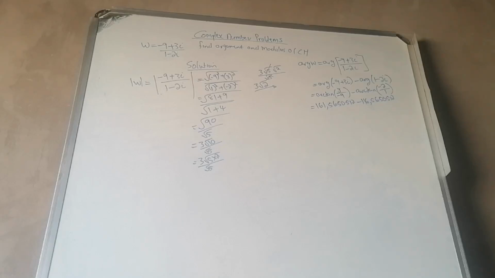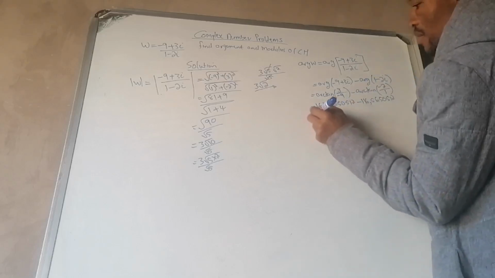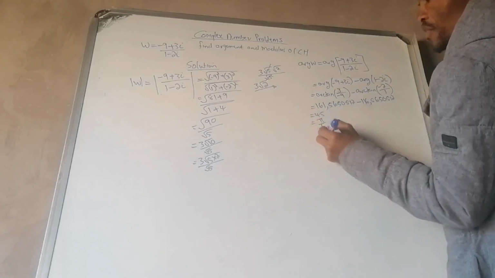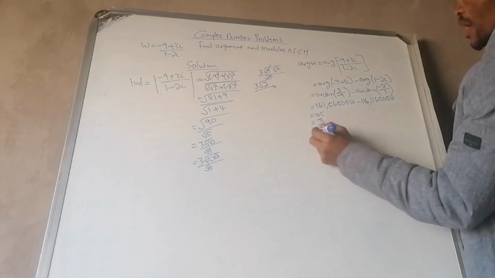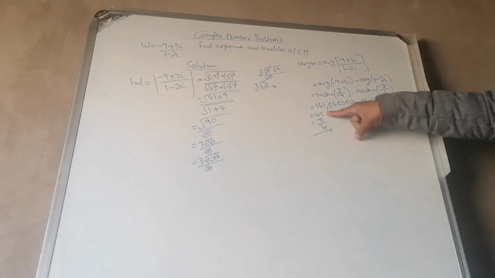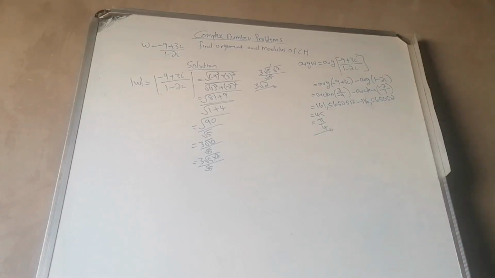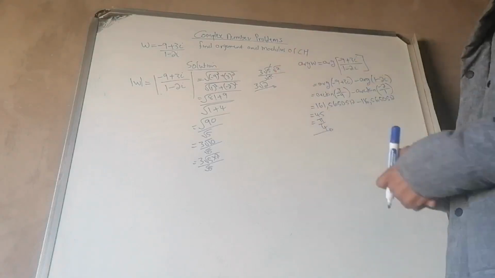So 161.565 minus the answer that I got, 116.565, and I will get 45 degrees, or pi over 4. That's exactly what I will find, because in degree measure it's 45, in radian measure it is pi over 4. So this is 2 ways in which you can try and look into this.